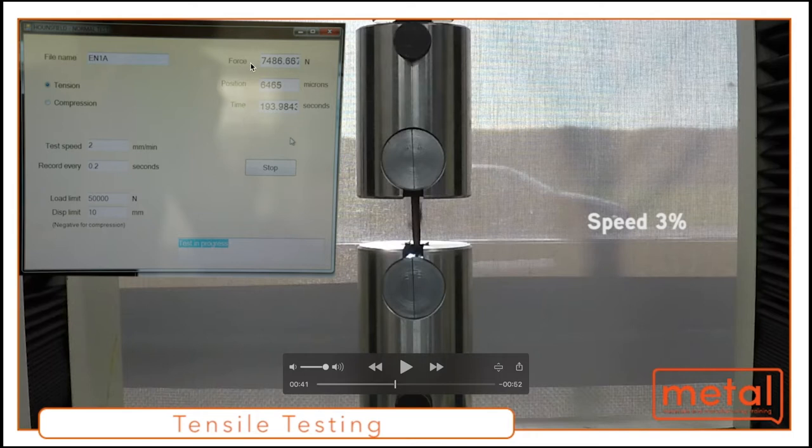So what is this machine actually doing? Well, we are moving at 2 millimetres per minute, and we are measuring the force, and we're also measuring the position of the crosshead, and we're measuring the time, which we can use for strain rate measurement as well. But we're not worried about that at the moment. We're really just focusing on these two parameters, the force and position. So what does the data look like from these tests?